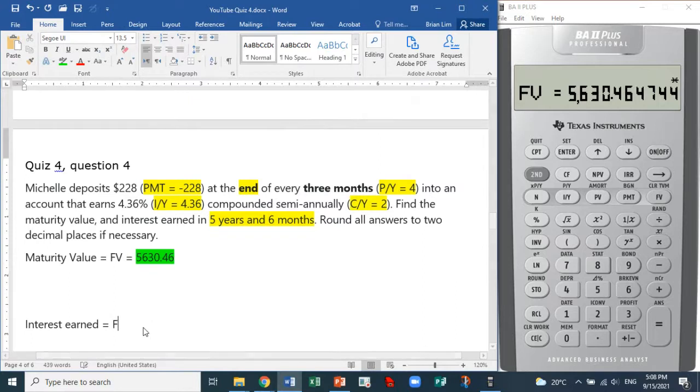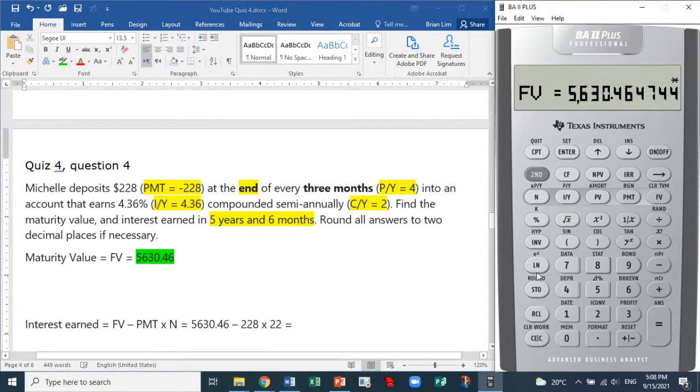Interest earned, we take the future value. And then what do we have to do? Well, we have to subtract the total payments, which is each payment times the value of n. So what is that? Well, the future value is 5630.46 minus 228 times the value of n, which was indeed 22, and we could check that right here by recalling n. Now we could also multiply by recalling the payment and equal.